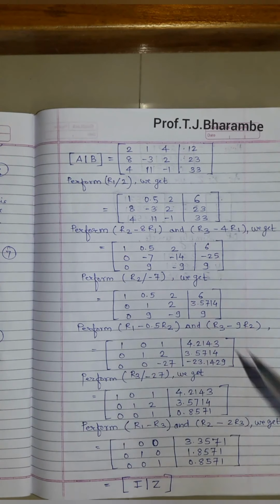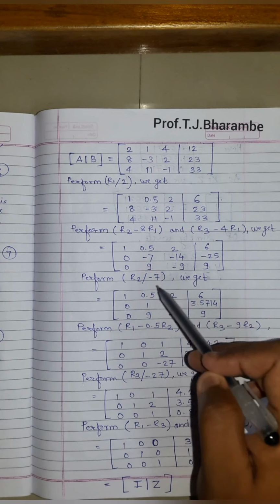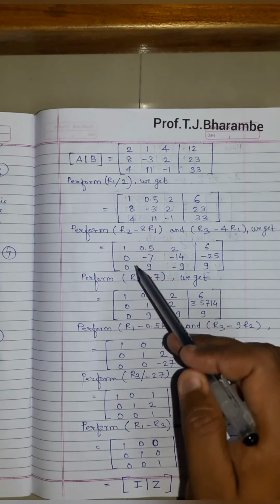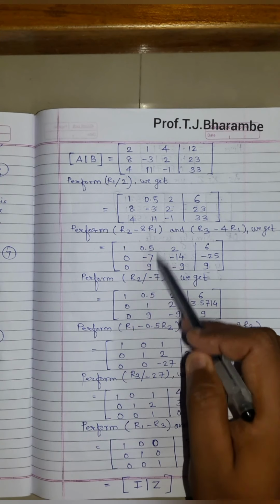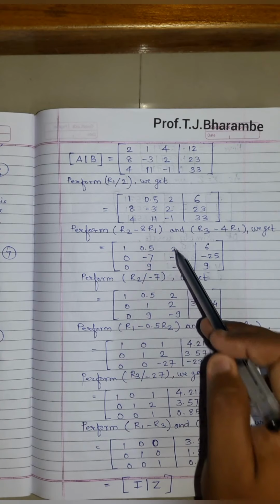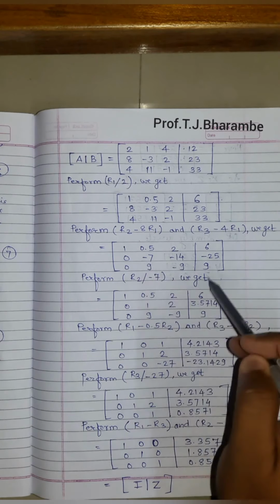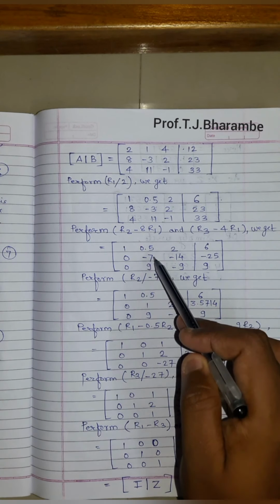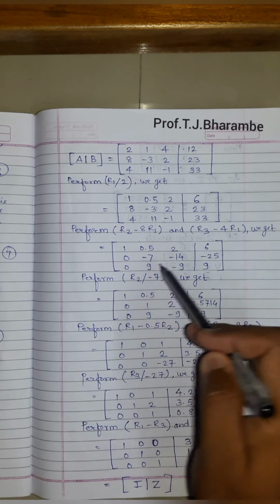Always remember that we have to take the help of the diagonal element to make the elements either below the diagonal element 0, or the elements above or below the diagonal elements 0. So we have to take the help of these diagonal elements. See here, we are making this minus 7 as 1, and with the help of this one, we are going to make the elements above and below it 0.